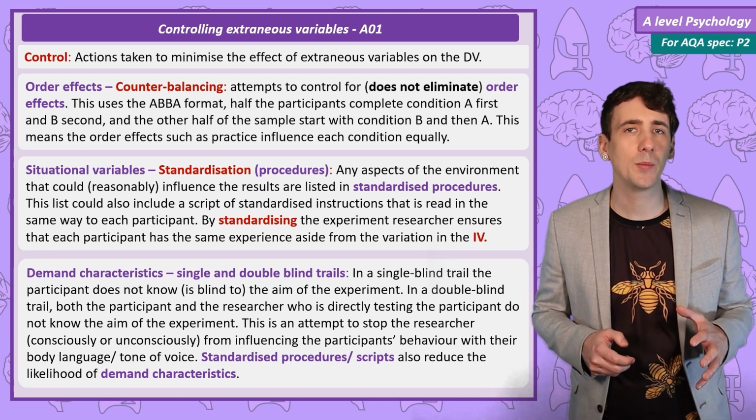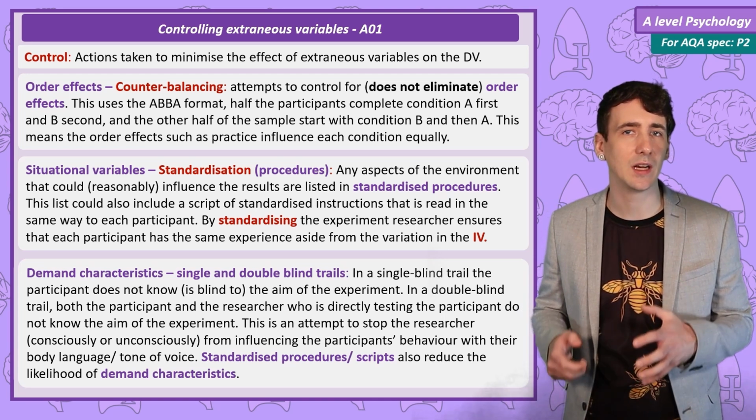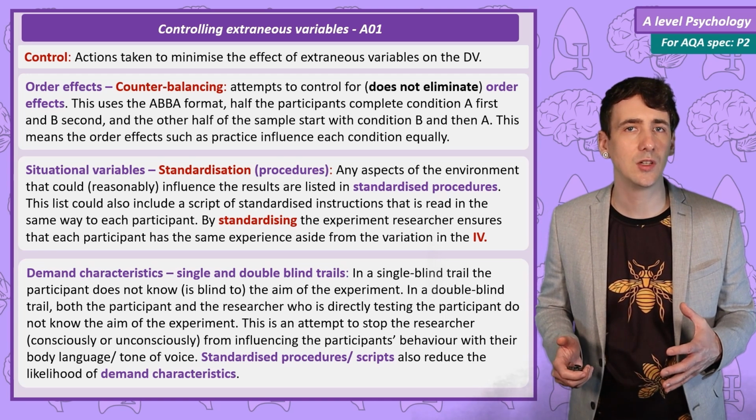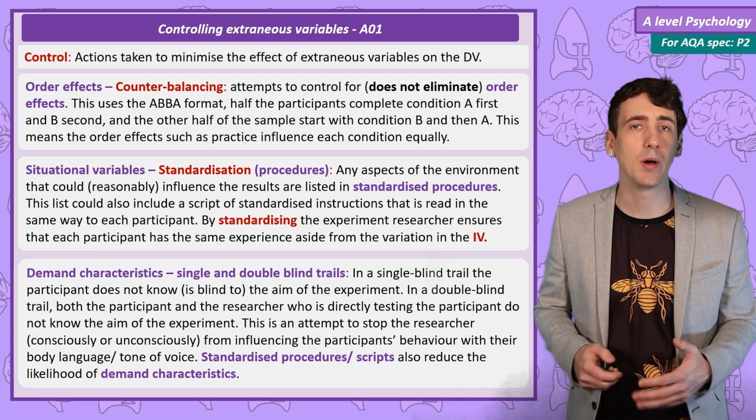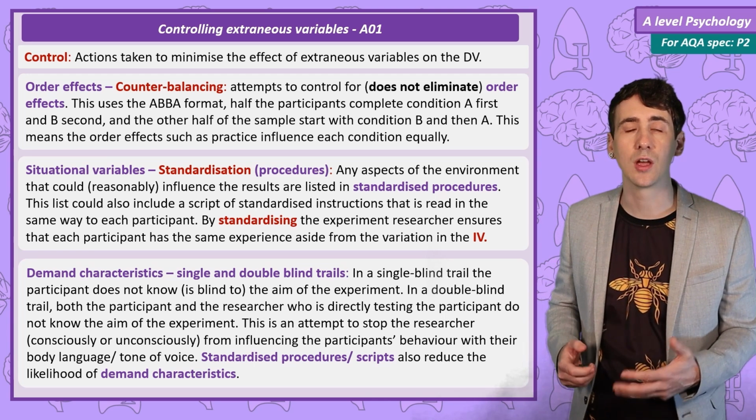So, to counter the participants changing their behaviour because they figured out the aim, well, the first thing you can do is not tell them the aim. That's a single blind trial. The participant is unaware of the true nature of the experiment.